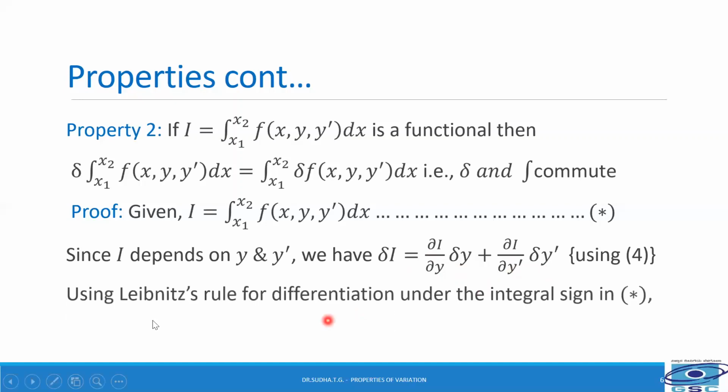Now let us use Leibniz rule for differentiation under the integral sign in this star. So here we require dou I by dou y as well as dou I by dou y dash. So I need to be differentiated with respect to y as well as y dash. So here you have the integral sign. So here we are going to use Leibniz rule for differentiation under the integral sign.